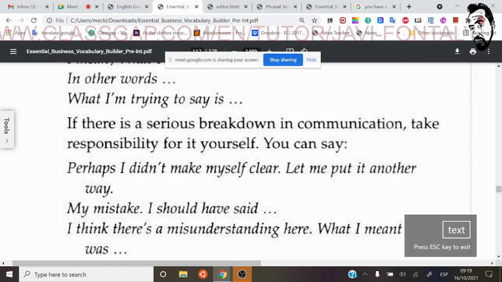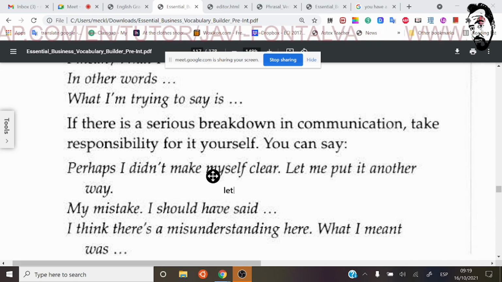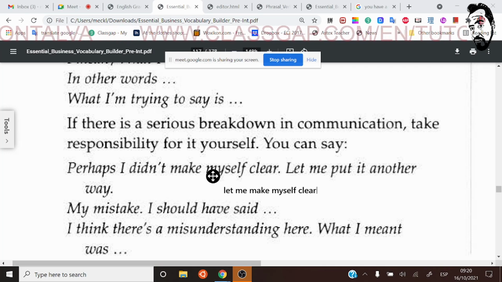Déjame decirlo de otra manera. Déjame que te lo ponga de otra forma. You could also say something like this: Let me make myself clear. Déjame que me explique claramente. Let me make myself clear.